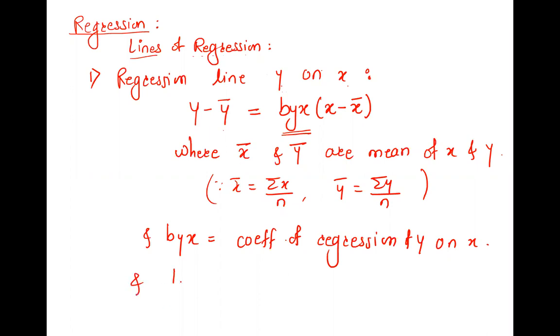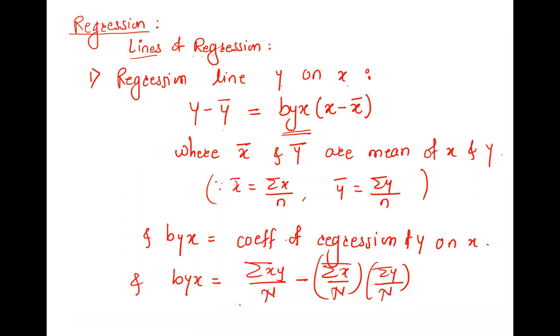And that byx is defined as summation xy upon n minus summation x upon n into summation y upon n, upon summation x square upon n minus summation x upon n bracket square. The numerator is like r itself, but its denominator does not have a square root, and there is only one term, x. For byx, the denominator has only x terms.